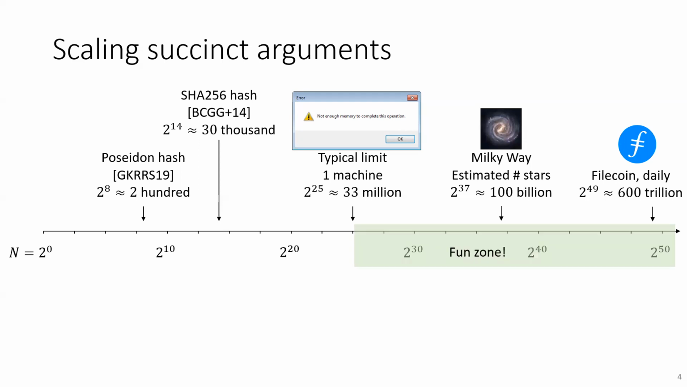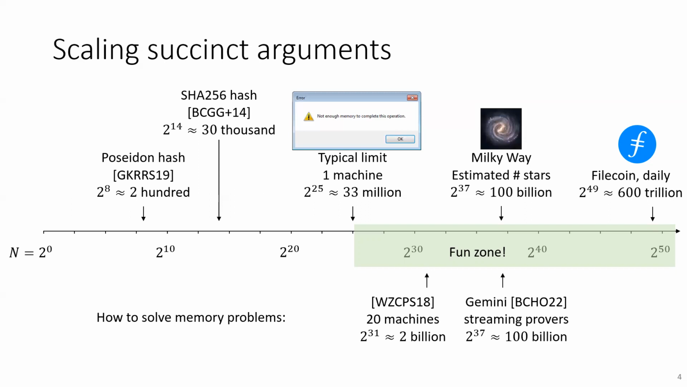So we have this fun zone here above 2 to the 25, where we need to think really carefully about how the proof algorithms use memory in order to even run the proof systems without them crashing. Now, the way we can solve memory problems is, firstly, by just using more computers, more memory. And this was done in the past. People were able to get an instance size of like 2 to the 31 using about 20 machines.